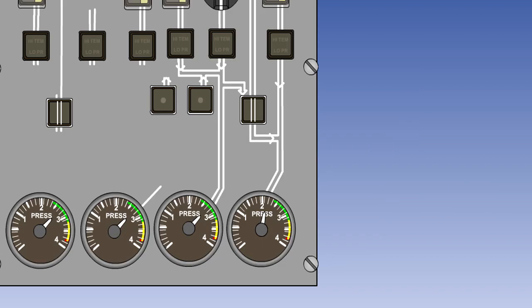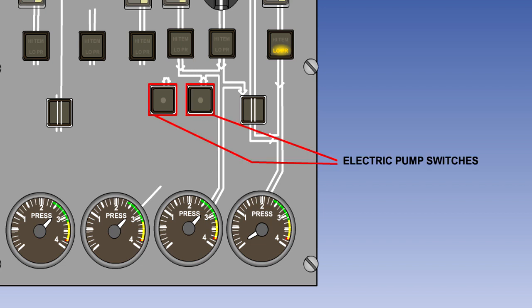If the engine-driven pump outlet pressure is low, then a pressure-operated switch will illuminate the pump low pressure light. Systems B and C have electric motor-driven hydraulic pumps, which are used to power the brakes when the aircraft is being towed. They are controlled by the switches shown here.